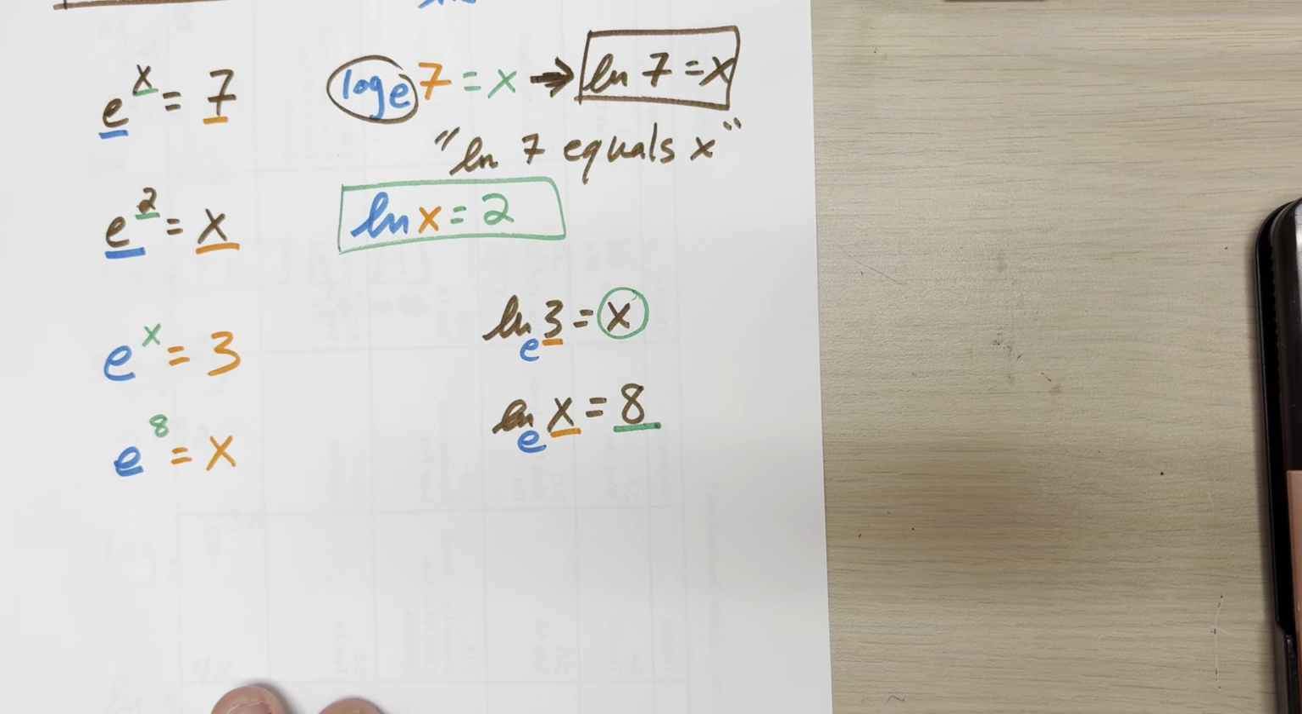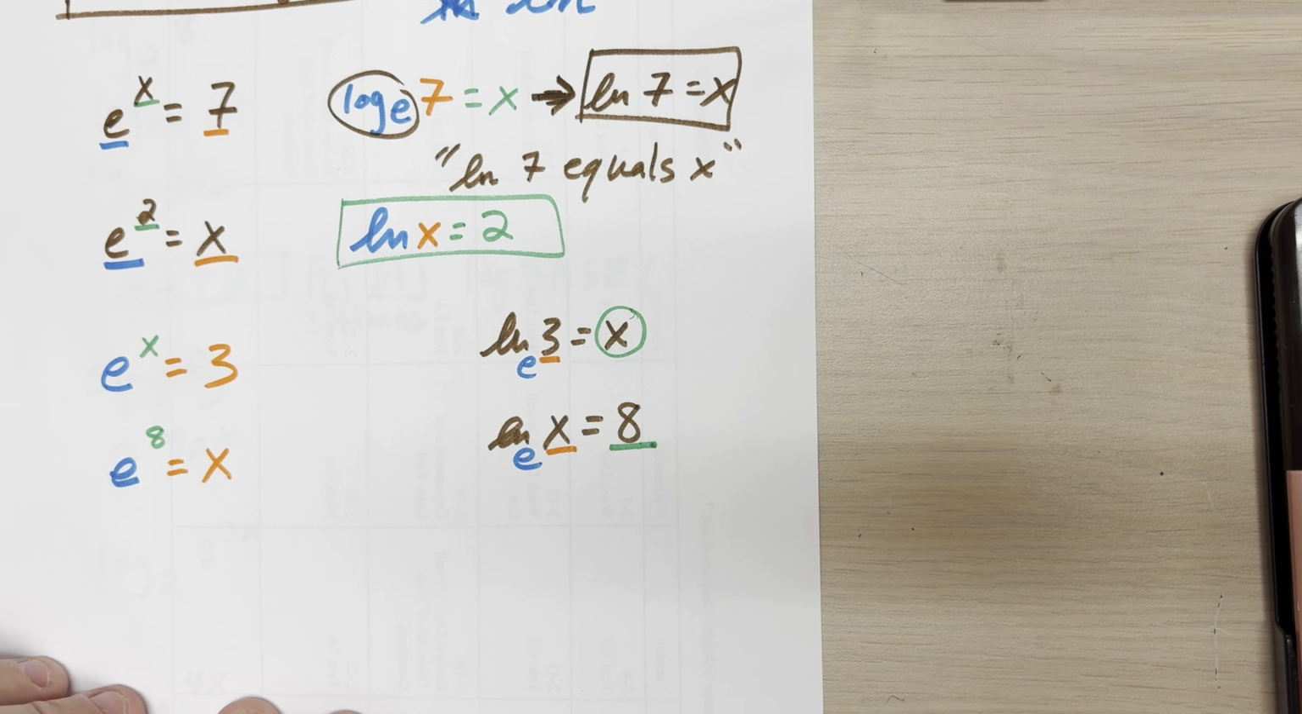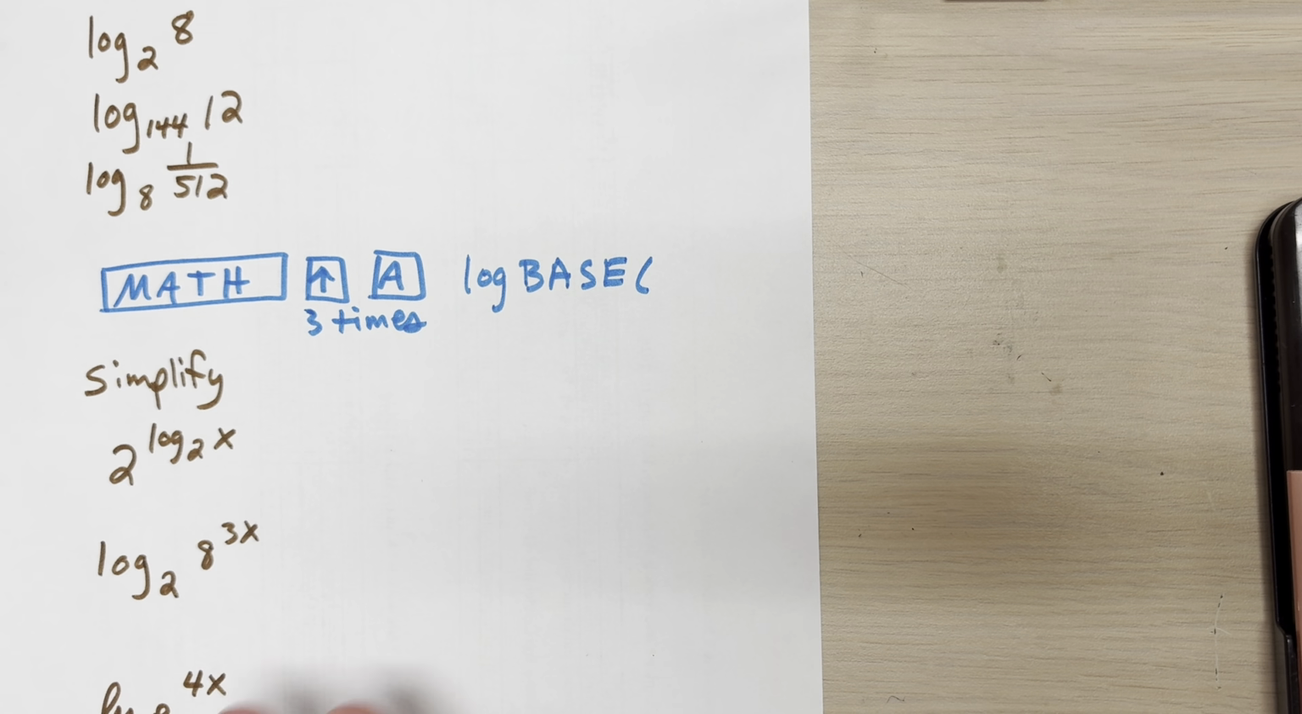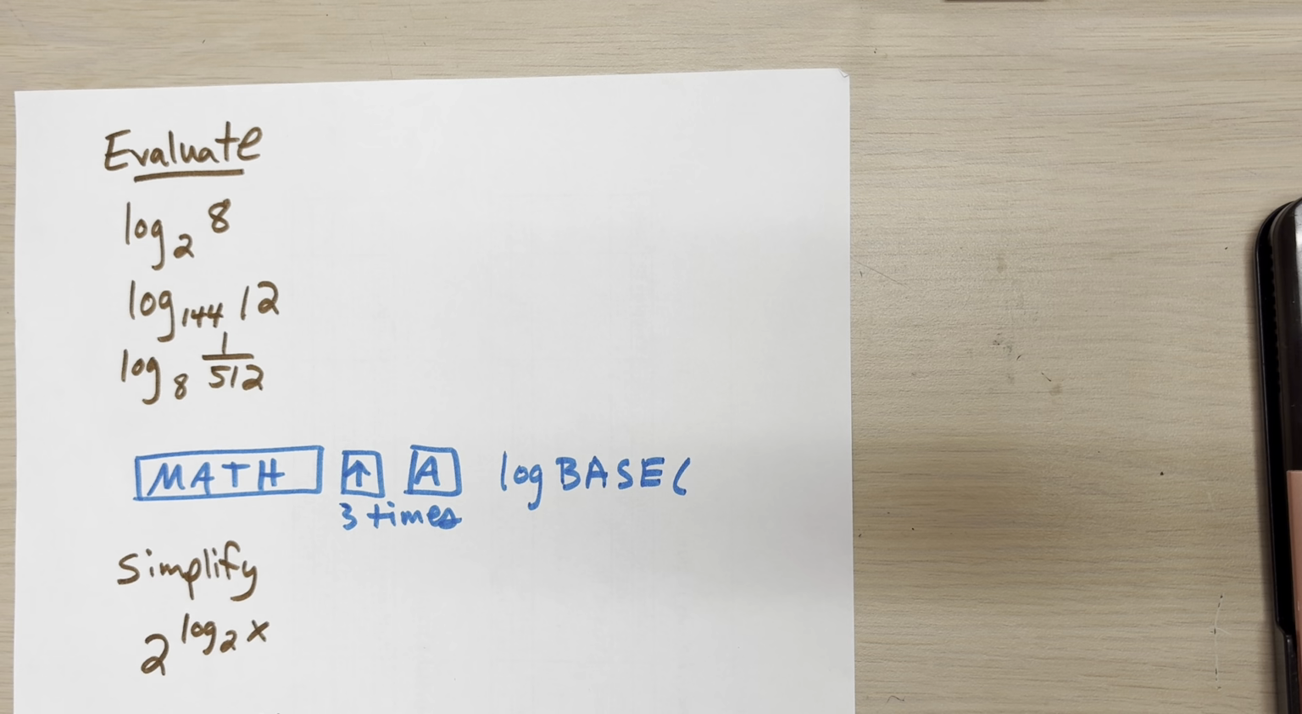It's important for you to know how to go back and forth between these forms because you're going to see it pop up as a needed skill when you're solving equations. All right, let's evaluate some of these.